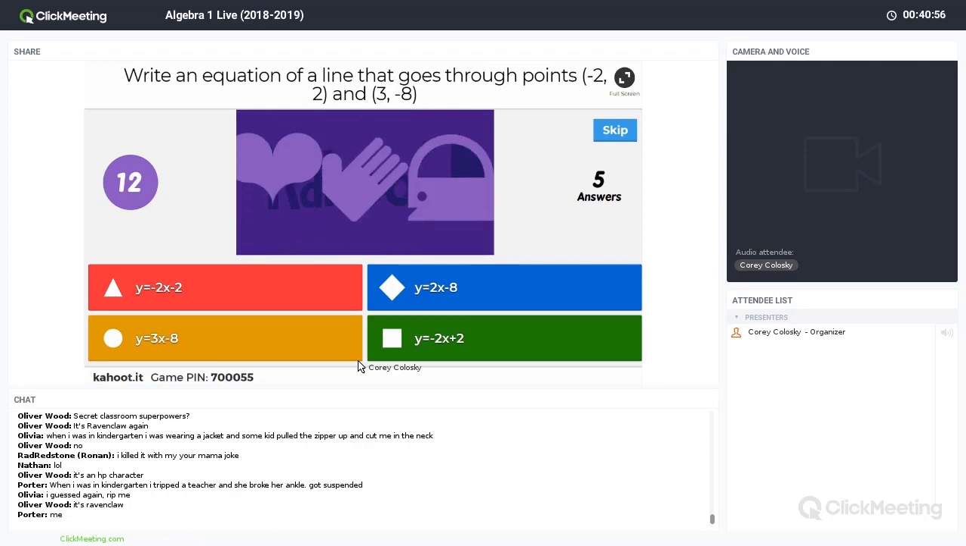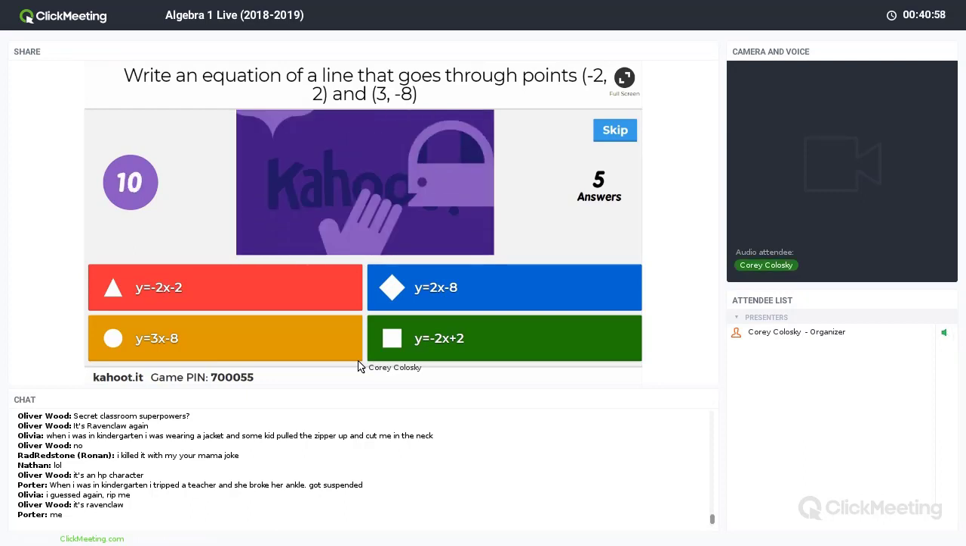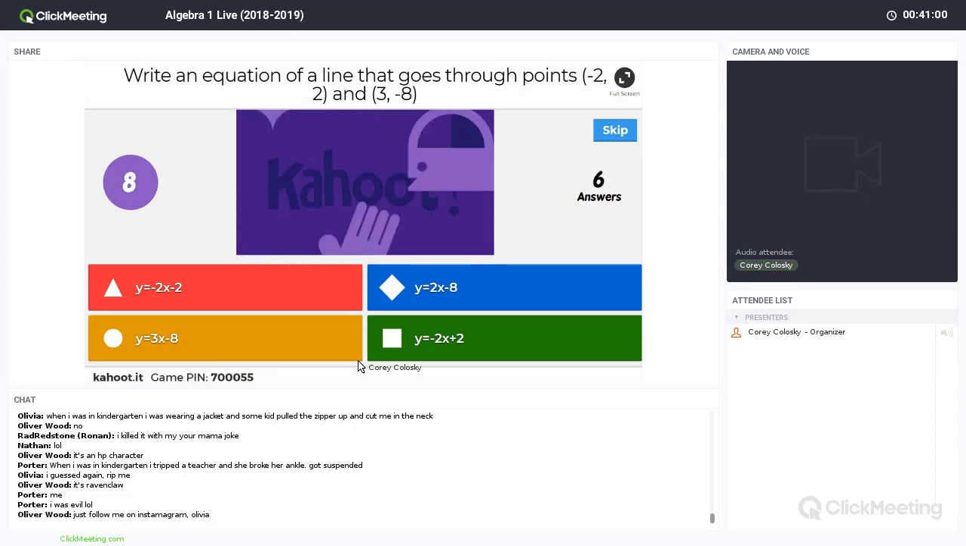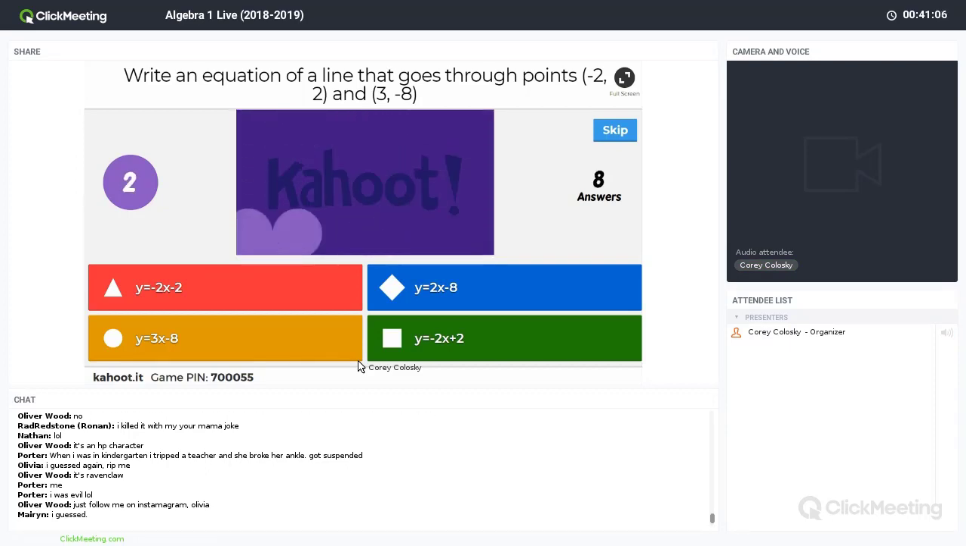Wow. 10 seconds left, by the way. So put something down. 4 seconds.